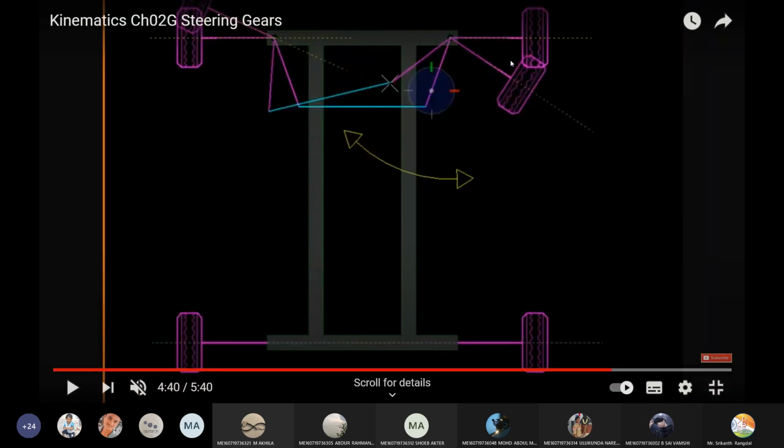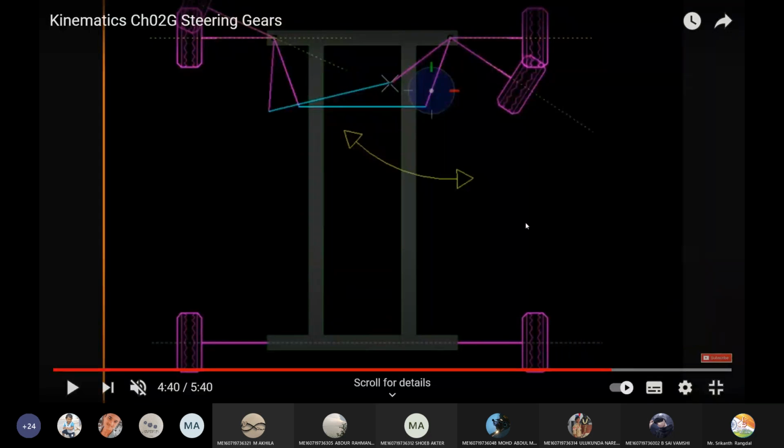And is the inner wheel rotating more than the outer wheel or less? Inner wheel is on the right side. Outer wheel is on the left side. So inner wheel is rotating more or less? Yes, inner wheel always rotates more than the outside wheel.